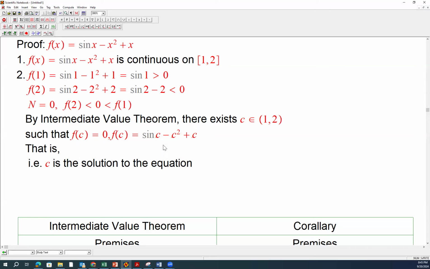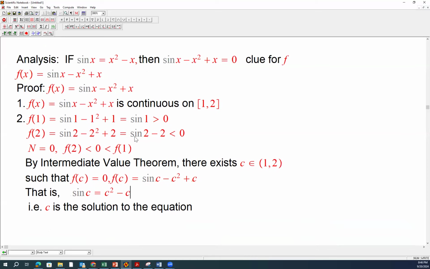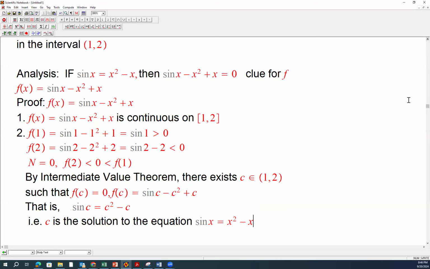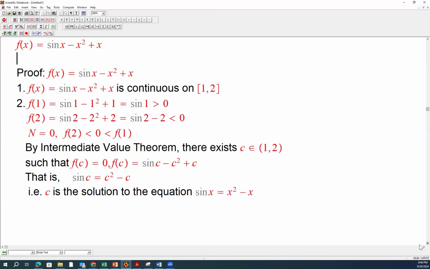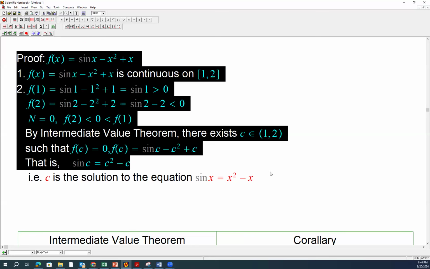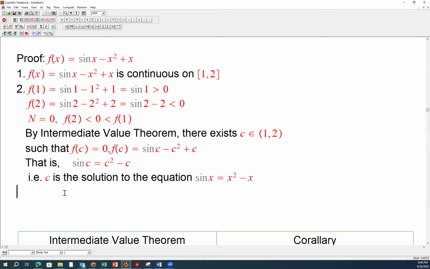That is, sine of C equals C squared plus minus C. So C is a solution to the equation, which is right here. So I hope you have seen a rhythm at this point. You don't need to show the work, please, okay? Use your scratch paper as scratch paper, and you only show your best work, which is right here, okay?